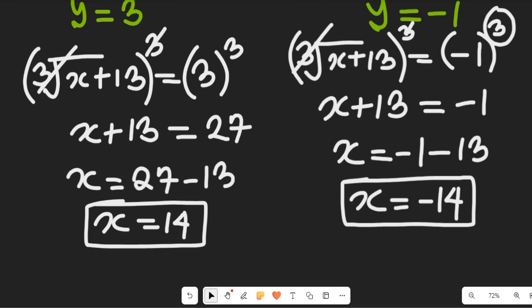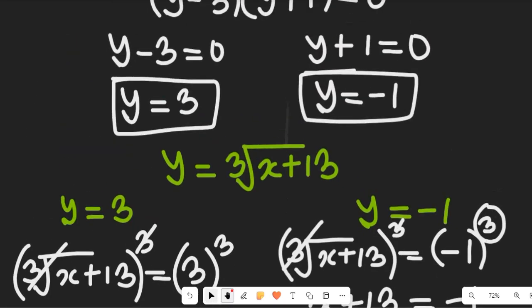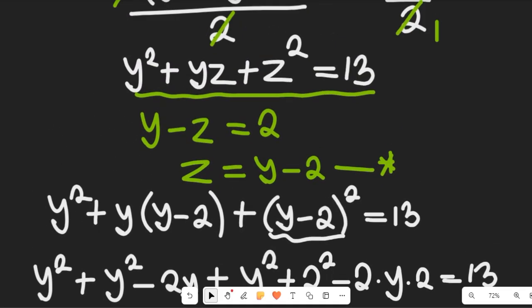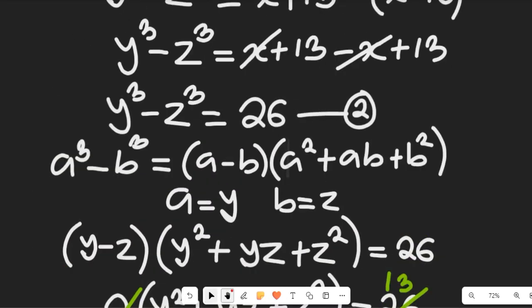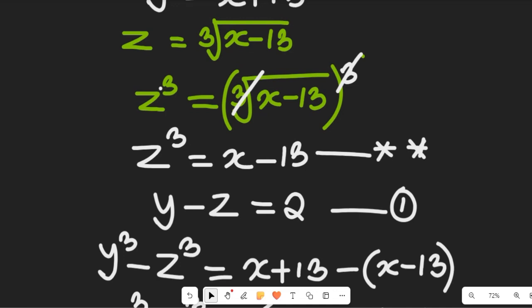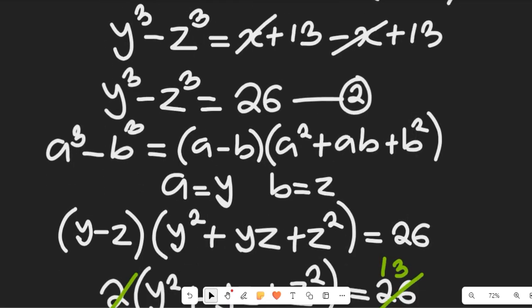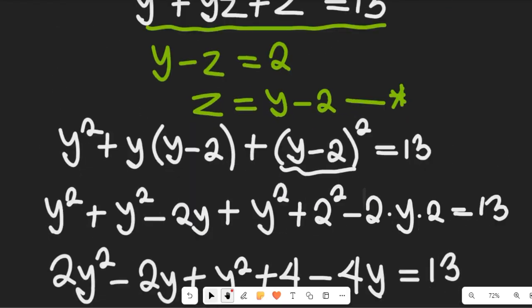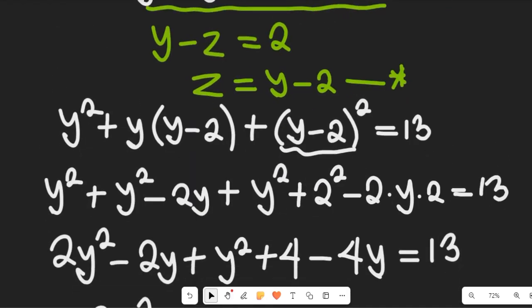Now if you use the value of z equal to the cube root of x minus 13, we are still going to have the same solution as using the expression for the value of y. But we didn't do that because from this expression we only substituted the value of z equal to y.